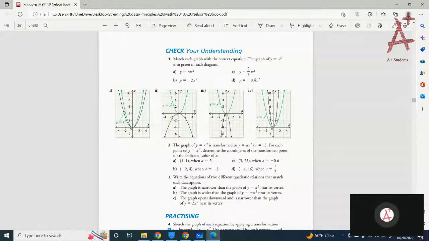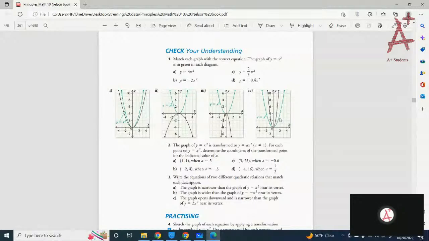Got it? So the graph that is narrower than y equals x square is the graph for y equals 4x square. So the fourth one is the graph for y equals 4x square. If you have any question, you can write your question in the chat box. I'll answer all your questions.